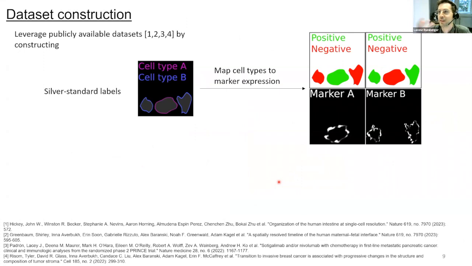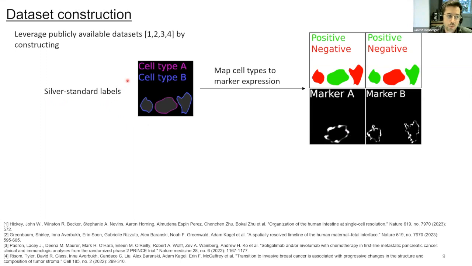And how did we exactly do it? So we constructed a really large data set, and we leveraged mostly publicly available data sets, but also some data sets that are not yet published. And we first created some silver standard labels. These publicly available data sets come with the cell table, which maps individual cells to cell types. And then they come with a cell segmentation mask and with the individual marker channels.